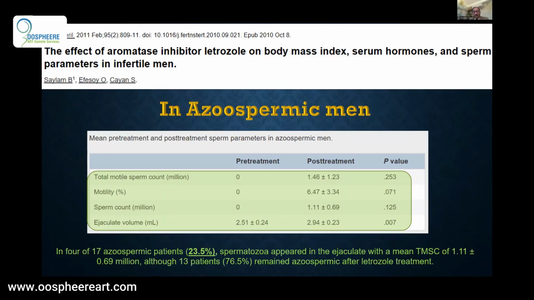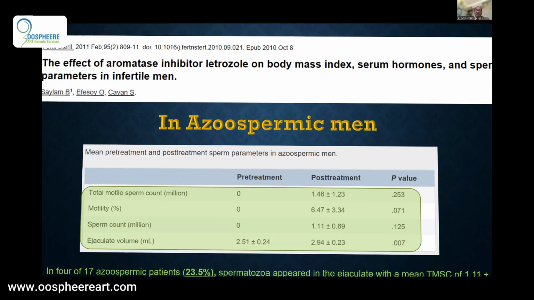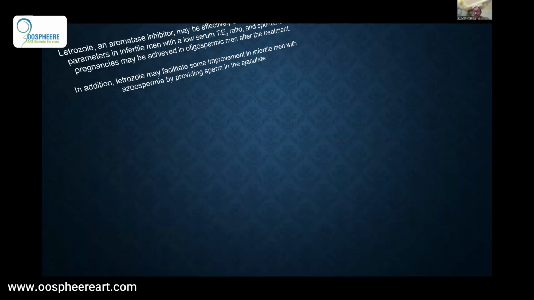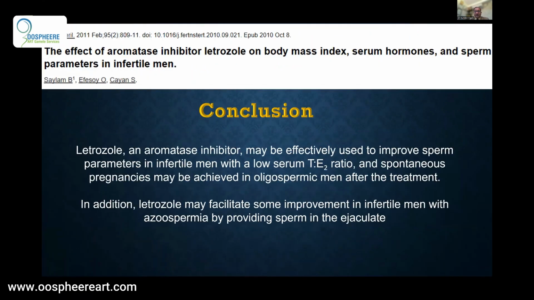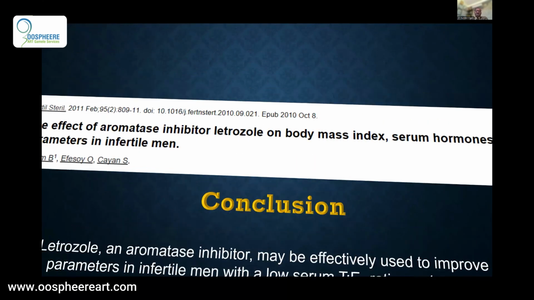In azoospermia patients, it has been seen that you will see a certain number of sperms, that is 1 million or even 1.1 million after the therapy. But that is also sufficient, because you are now getting sperms from ejaculate in an azoospermic patient. I think that is very, very wonderful. So check the levels properly, select your patients properly, and it will give you better results.